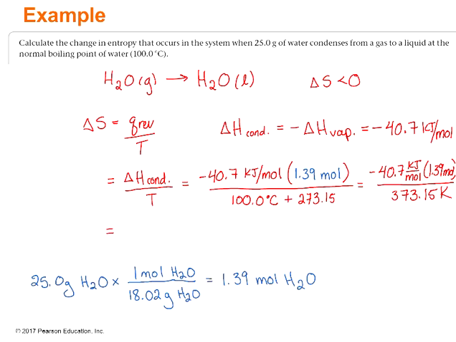Okay, so when we plug that into our calculator, we'll end up with a value of negative 0.152 kilojoules per Kelvin. But remember, we need this in joules per Kelvin because that's standard for entropy. So if we multiply that by 1,000 joules, that will give us negative 152 joules per Kelvin. All right, so that will be the change in entropy when 25 grams of water condenses from a gas to a liquid. And we notice here the sign is negative, which we expected because entropy is decreasing.